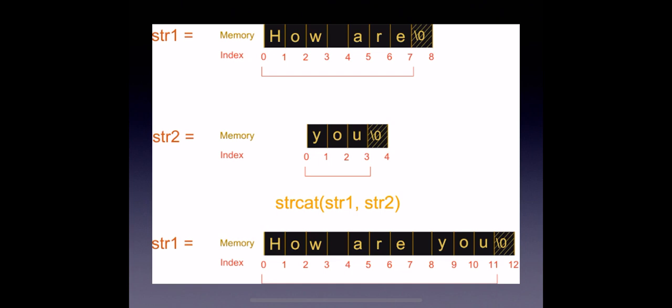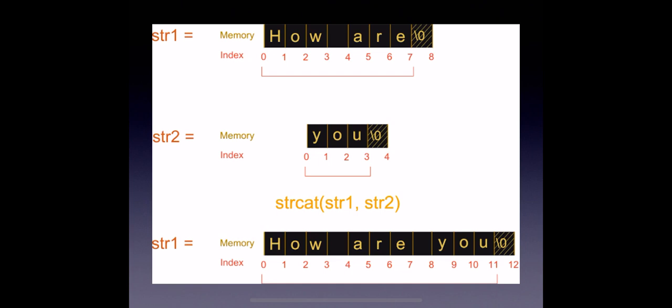String 1 has how r, which has 8 characters, and string 2 has u, which has 4 characters. So if the command is given str1 equals strcat of string 1 and string 2, the output will be how are you, placed in string 1, and would totally have 12 characters, including the terminal characters of string 1 and string 2 separately.